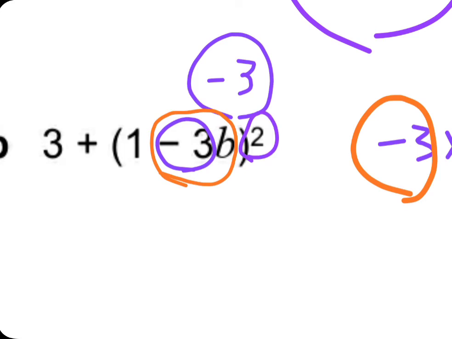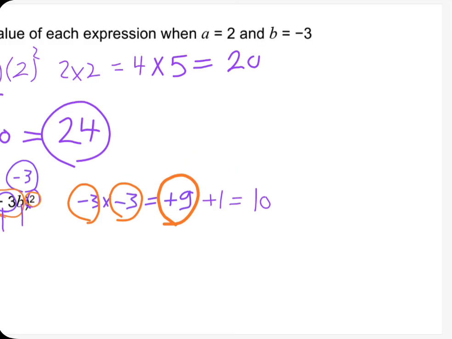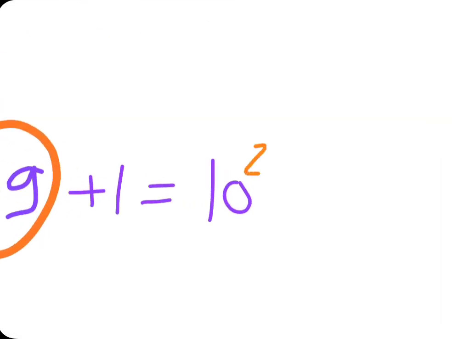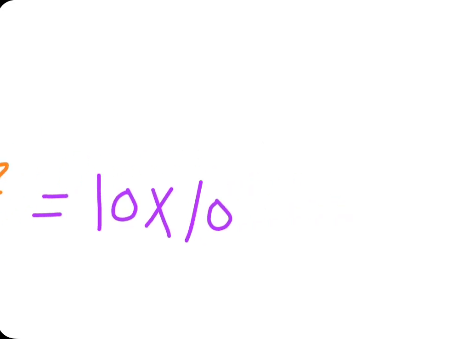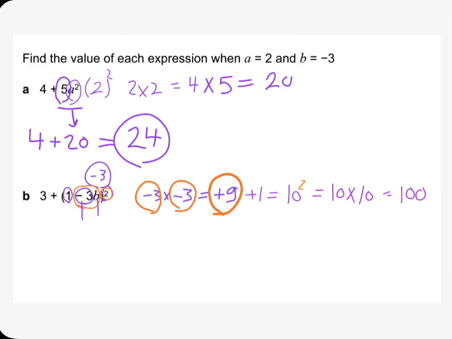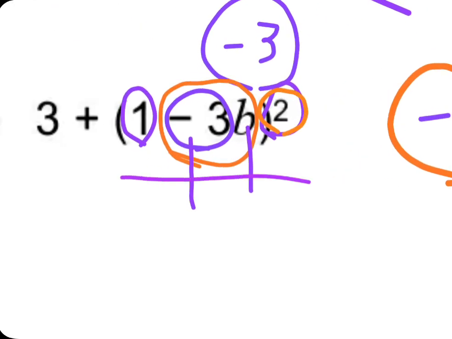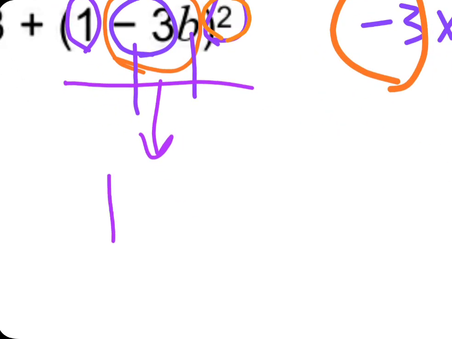So we said that this is negative 3, and this is negative 3. When you multiply them by each other, you get positive 9, and then you add it to the 1, you get 10. And then the 10 is squared. Remember that. So 10 squared is what? 10 squared equals, very good, equals 10 times 10. And 10 times 10 equals 100. Very good. Now, like that, we finished the whole bracket. So the whole bracket here equals 100.